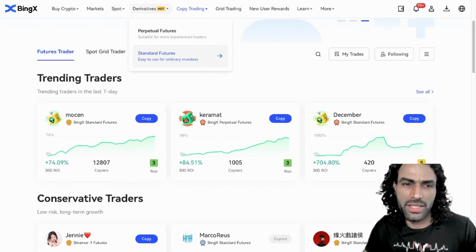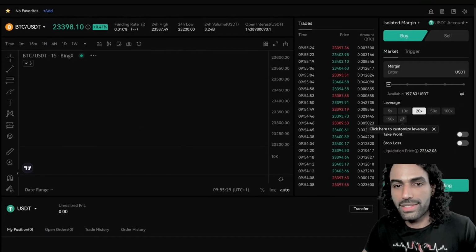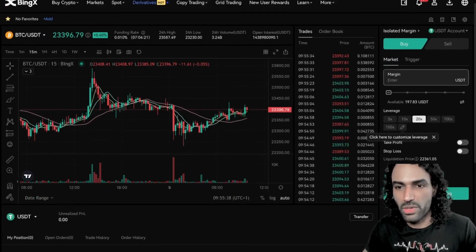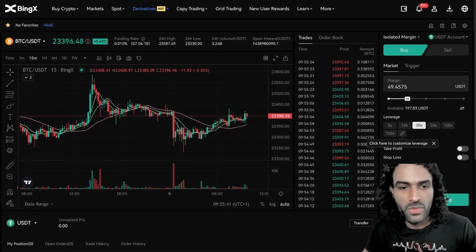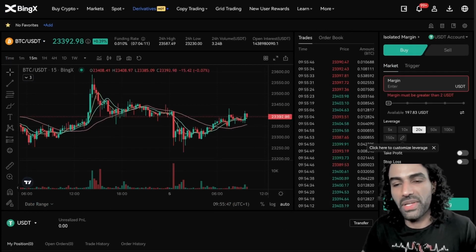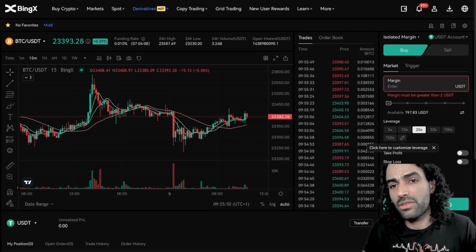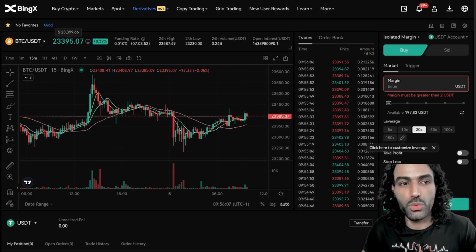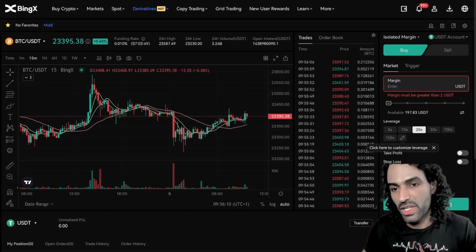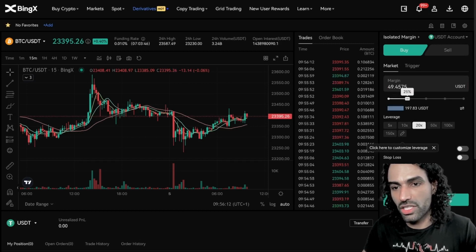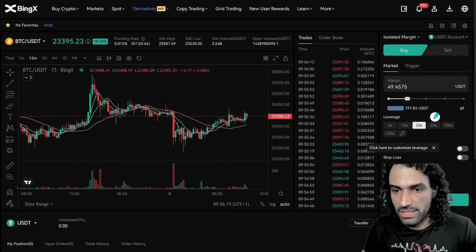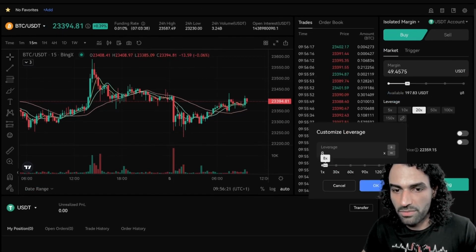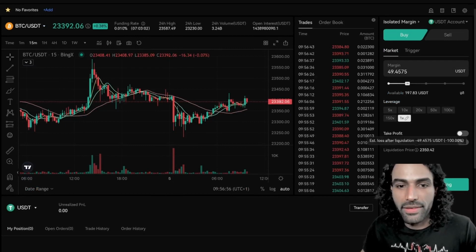So let's go to the standard futures to see how we open a trade on Bitcoin USDT. Let me show you how to buy and sell on this platform. The easiest trade position that we open on BingX is the market order. What I mean by market order is you buy at the price at that moment. Right now Bitcoin is trading around 23,394. So if we make an example and do 25% and put it here, you see the leverage. Let me put the leverage on 1, do a market order and buy Bitcoin right now.